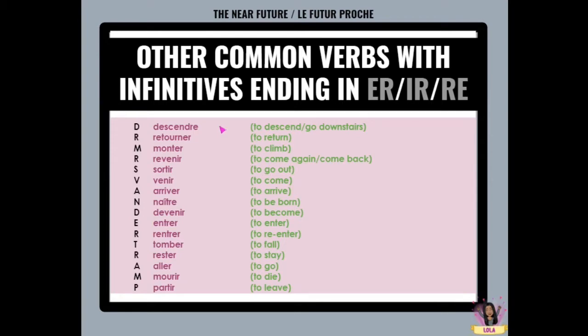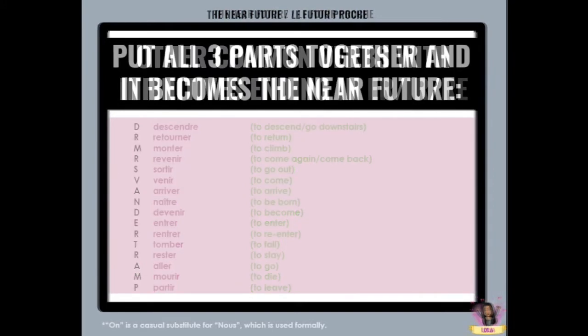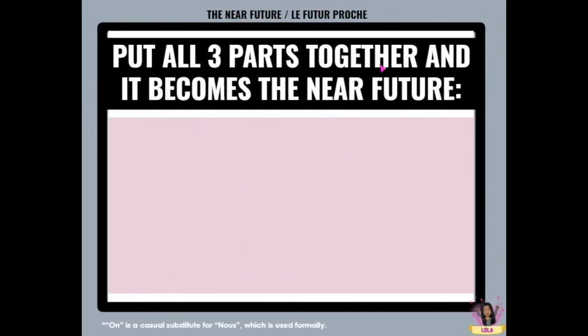Again, I use this with Dr. and Mrs. Vandertramp, so it's just here to show you that you can use these as well, like descendre, retourner, monter, revenir, sortir, venir, arriver, naître, devenir, entrer, rentrer, tomber, rester, aller, mourir, and partir. Please remember that there are thousands of other verbs that I have not included here, so you can use any one of them. Put all three parts together and it becomes the near future.